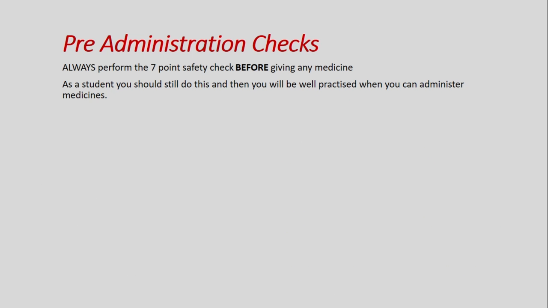So how can you minimise medication errors? Well, the answer is quite simply by doing the correct checks. More specifically, pre-administration checks, the 6 R's of medication administration, and the 7-point safety checks, which we will discuss on the coming slides. So firstly, the pre-administration checks.